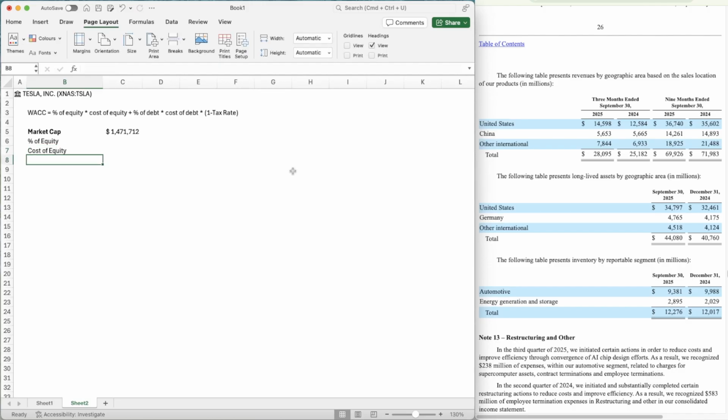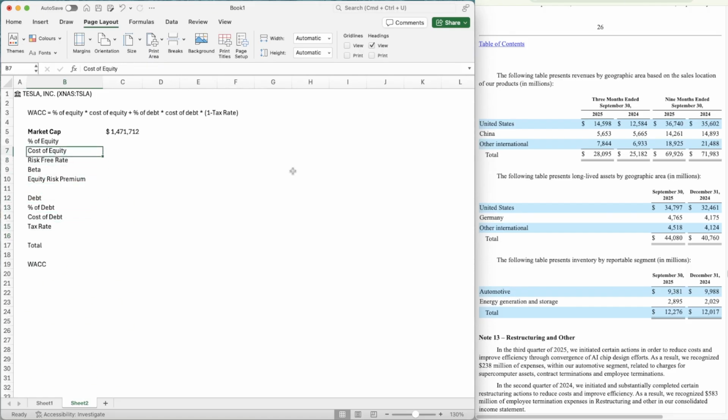The components of the cost of equity are as follows: the risk-free rate, the beta, the equity risk premium. Then the next bit is we're going to move on to the other part, which is the debt. Then we want the percentage of debt, cost of debt, and the tax rate. Below that, we go total, then we go WACC.